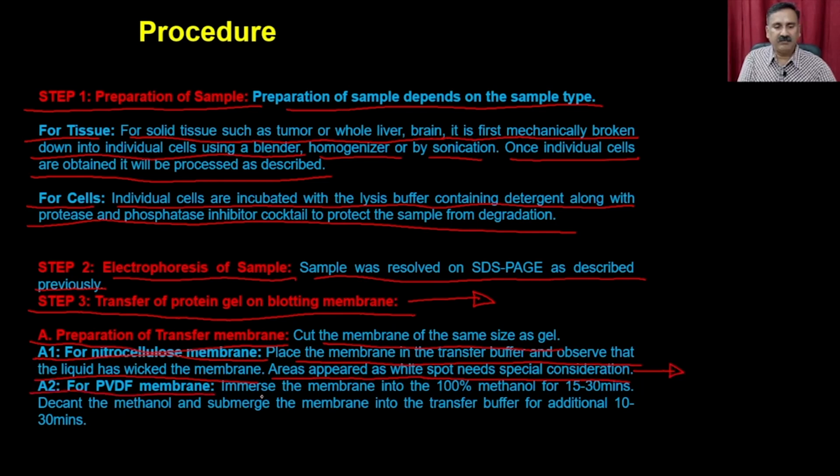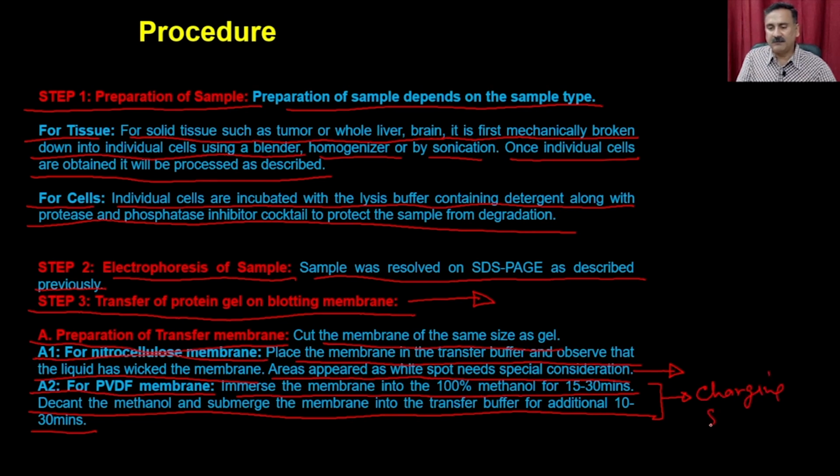Then for the PVDF membrane, immerse the membrane in 100% methanol for 15 to 30 minutes, decant the methanol and submerge the membrane in transfer buffer for an additional 30 minutes. So for the PVDF membrane, you are going to have a charging step. Charging step means you treat the membrane with 100% methanol, and once you decant the methanol, you submerge the membrane in transfer buffer for an additional 10 to 30 minutes. Okay, so that's how you prepare the membrane so that it is able to bind the proteins.